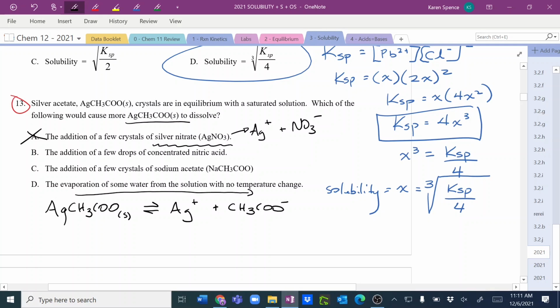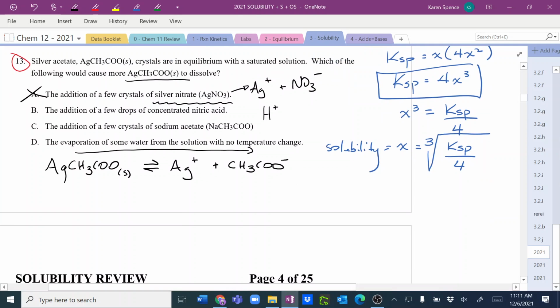Addition of a few drops of concentrated nitric acid, and this is why I say that I would not actually ask this on this test, because what you would need to recognize is that CH3COO- is a Bronsted-Lowry base. So this would be more appropriate on a final exam when you have both units under your belt. Yes?